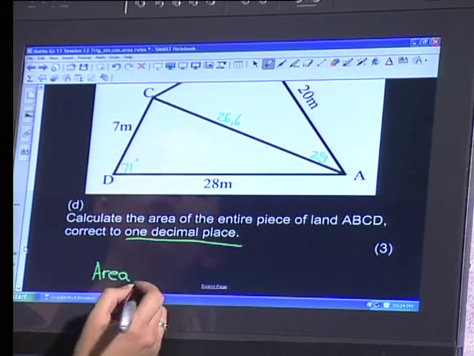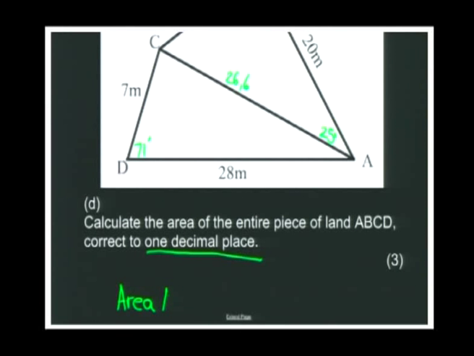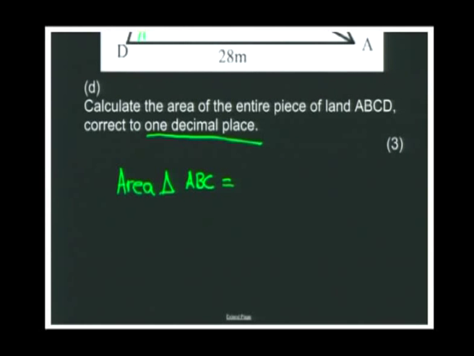Here you're going to say area of triangle ABC equals. Now we know exactly what we're doing. We're working in triangle ABC, and it doesn't leave your marker guessing. What are we doing here?